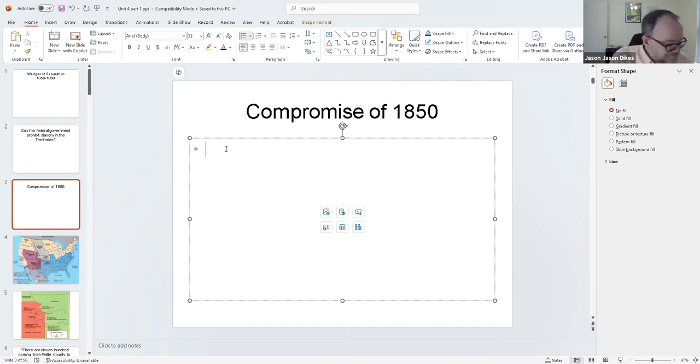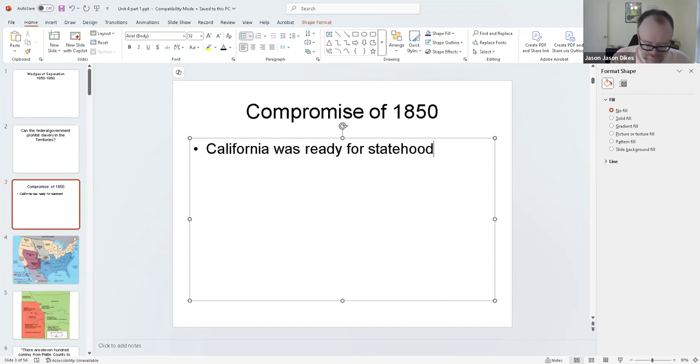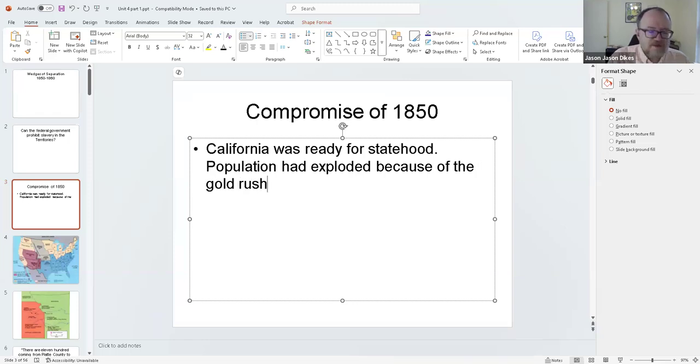One was California was ready for statehood. The population of California had exploded because of the gold rush. And California had very quickly reached, remember we talked about these benchmarks way back in Unit 2, 5,000, 60,000, and so on. And so California was definitely ready for statehood. And the question, though, is whether or not California was going to be a free or slave state.